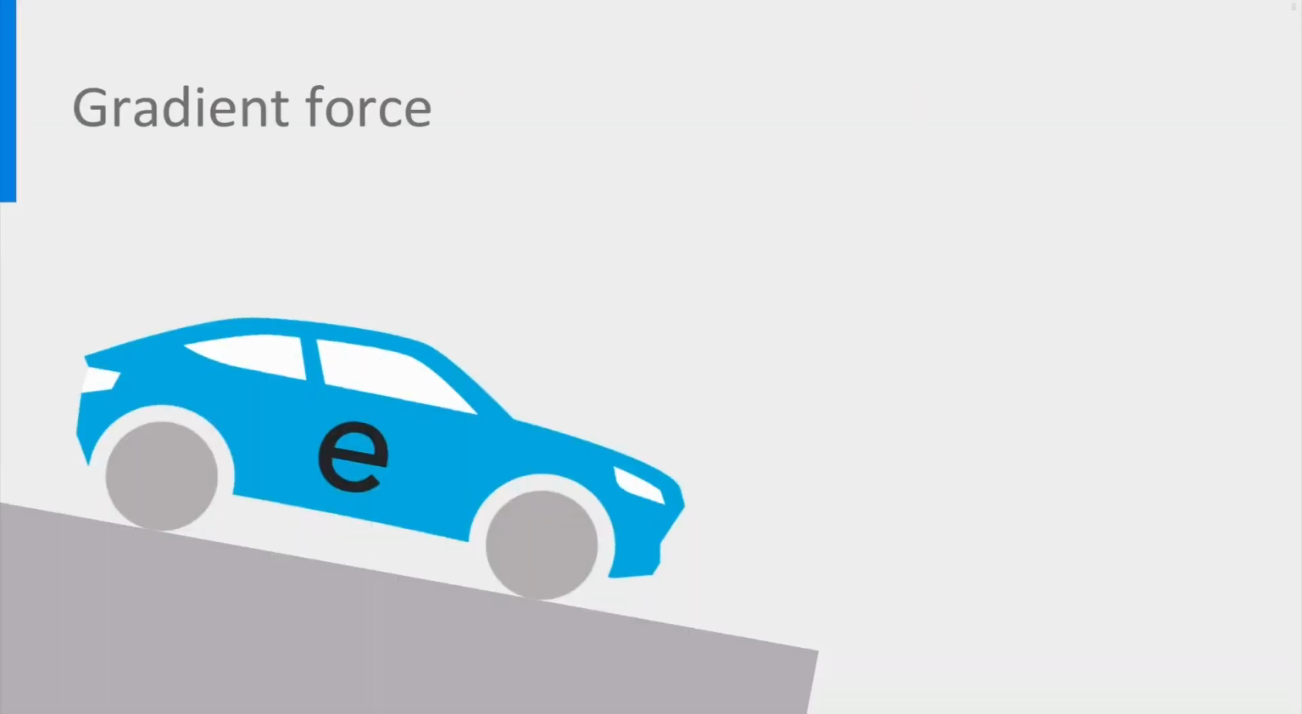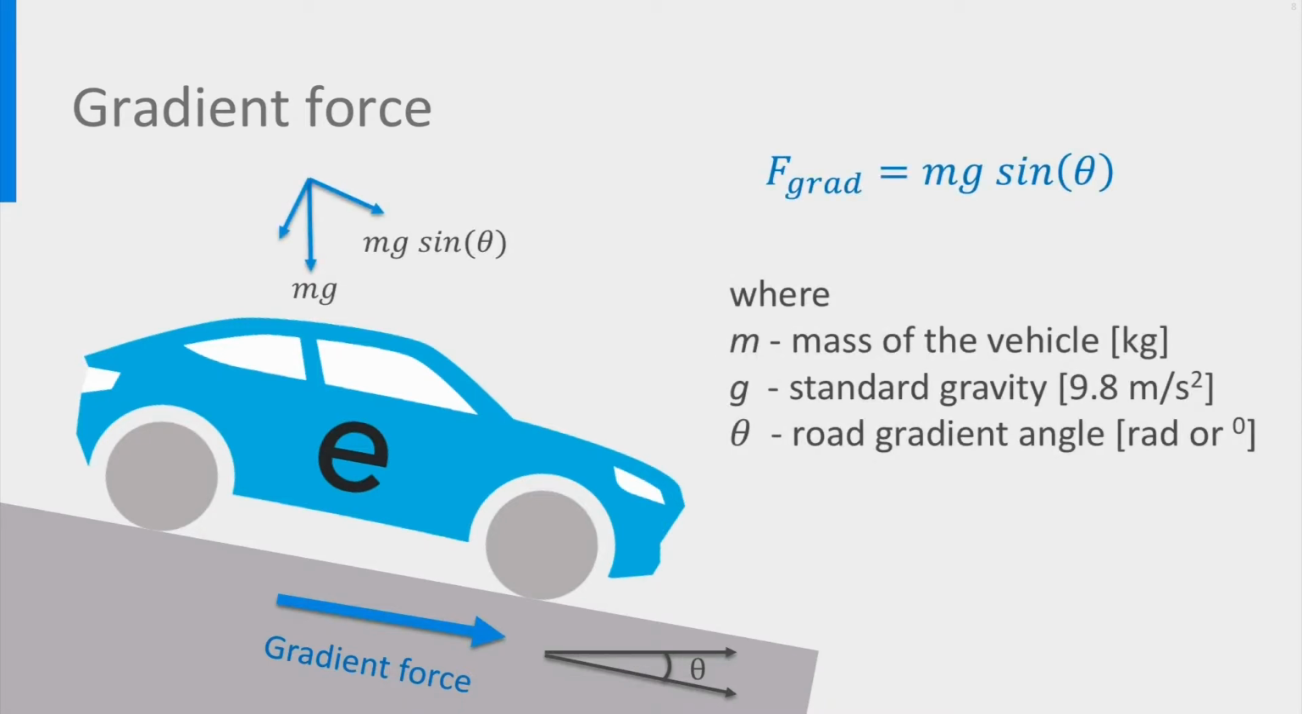The third force that acts on a vehicle is the gradient force, and it occurs when the vehicle is driving on an uphill or on a downhill road. The gradient force is due to the longitudinal component of the gravitational force, namely mg sin theta, where theta is the inclination angle of the road. As seen earlier, the cosine component mg cos theta contributes to the normal force and the corresponding rolling resistance force.